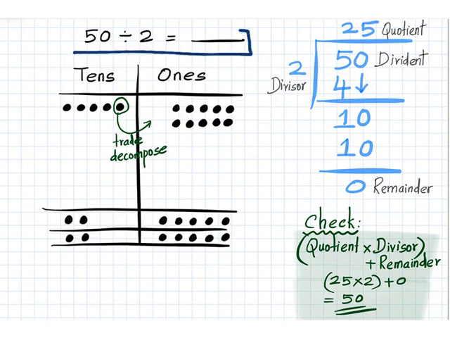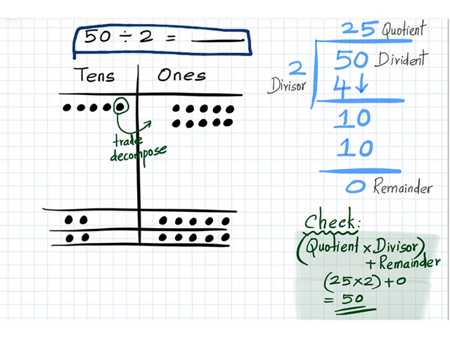50 divided by 2 equals what? Is a question. Imagine you have 50 candies and you have to share them with 2 people. How much candy does one person get? That is what you're going to find.